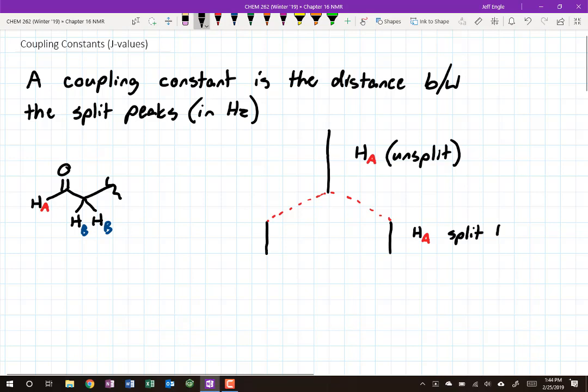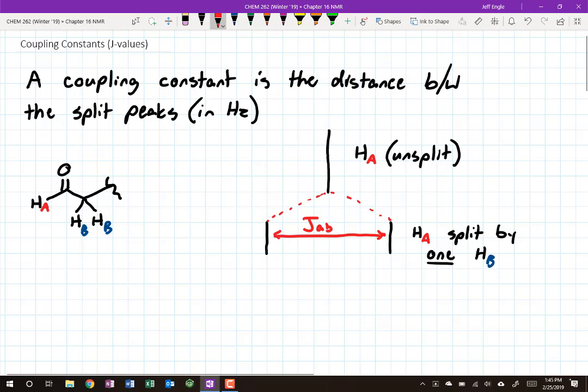split by 1 HB. So we're not counting the second HB at this point, but does it make sense that the signal's half as intense now? So basically this distance between these two new peaks can be referred to as a coupling constant, and we often abbreviate that as J. And then with this J symbol, we want to indicate what protons we're referring to. So in this case, it's the split between A and B. So we'll call this JAB to indicate that's how far the signal is being split.